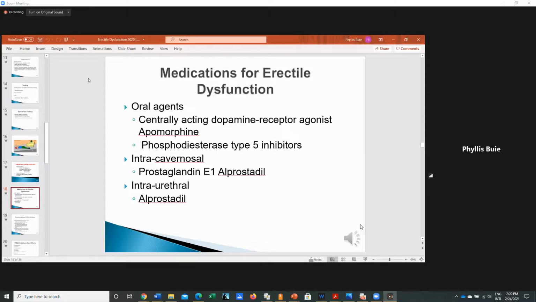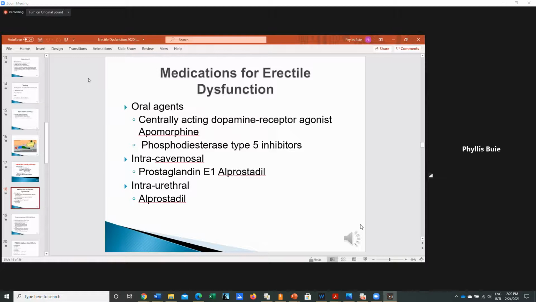We have the oral agents, which are the centrally acting dopamine receptor agonist medications, and then we have the PDE5 inhibitors. That's what we primarily see used the most. That is your first line drugs right now, and that's the Viagra, Levitra, Cialis. And these are usually effective within about 30 minutes to an hour after taking them. So it does take away a little bit of the spontaneity, but at least they are still able to perform sexually.